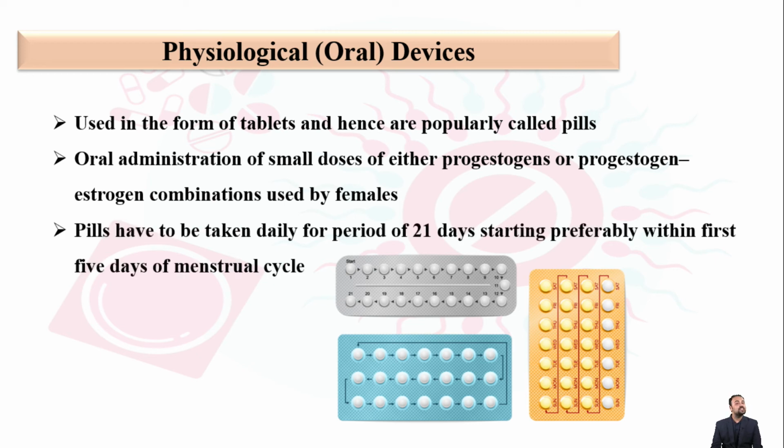Also, pills have to be taken daily for a period of 21 days, preferably starting within the first 5 days of the menstrual cycle. Now students, this is actually one type of pill known as the daily pill. There are many other types. We also have once a week pill and there is also emergency contraceptive pills. Let us talk about these pills one by one.